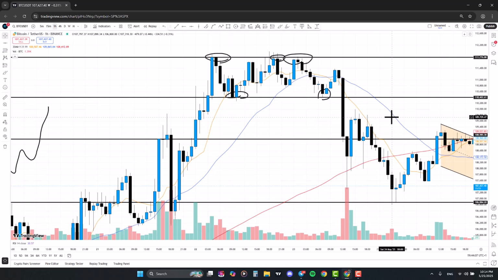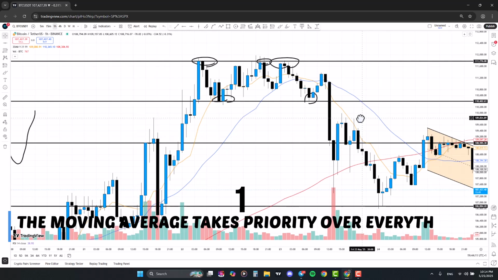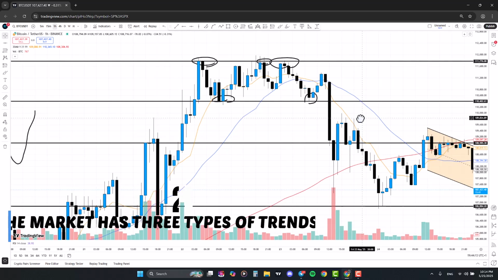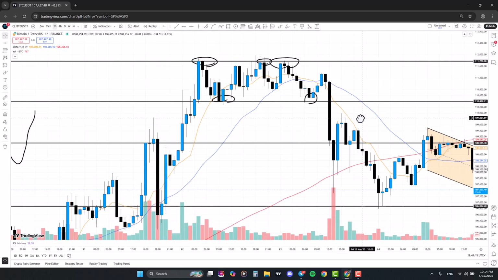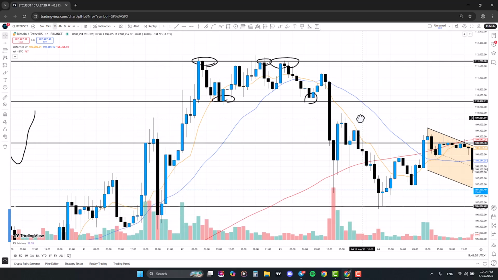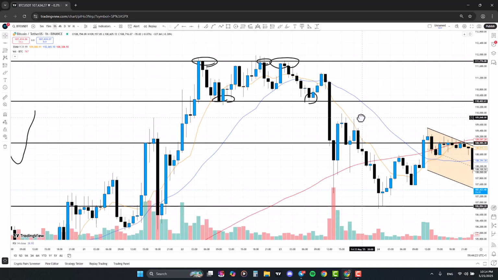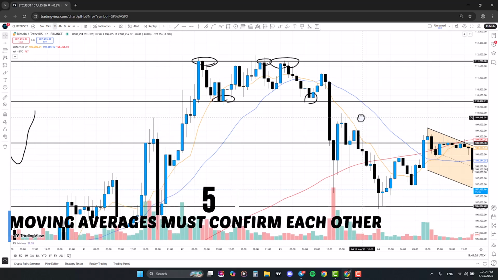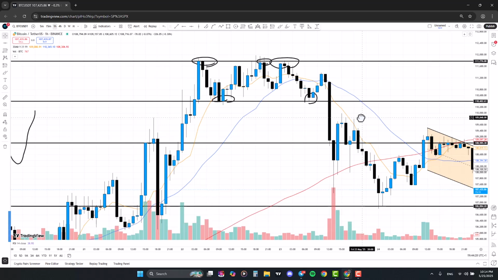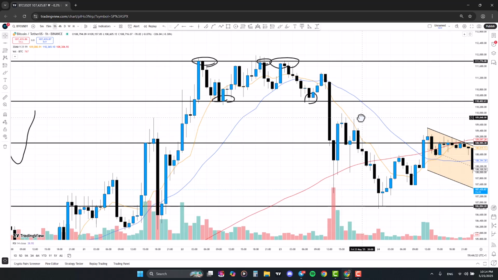Before I tell you this, there are a few rules that I'll explain to you. The first are internal rules. The second rule says the market has 3 types of trends. The third says trends have 3 phases. The fourth says a trend continues in its path until a reversal is seen in it. The fifth says averages should confirm each other. The sixth says volume should confirm the trend. Today we will work with some of them and not with others.